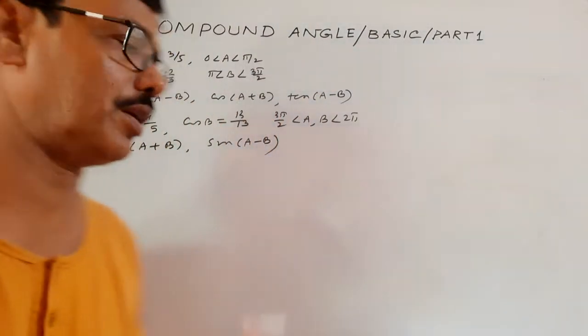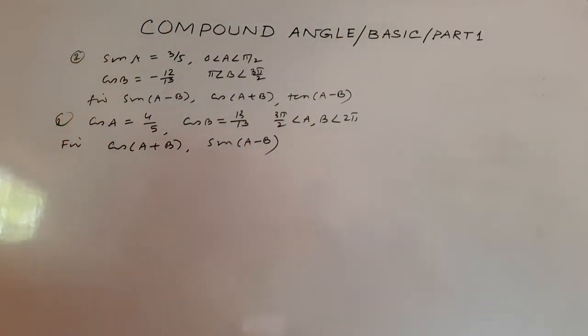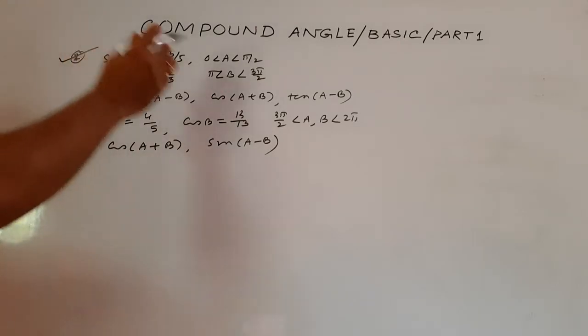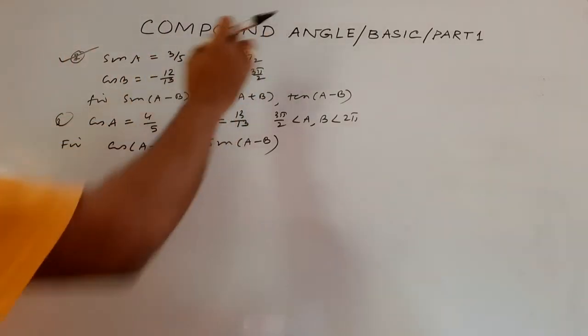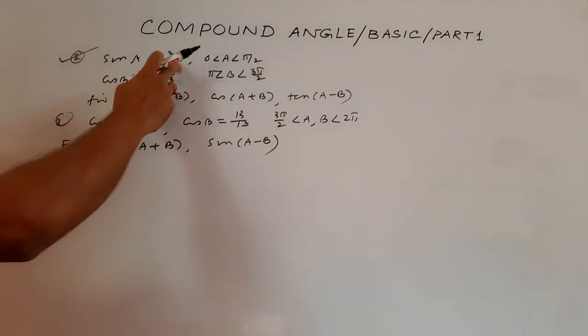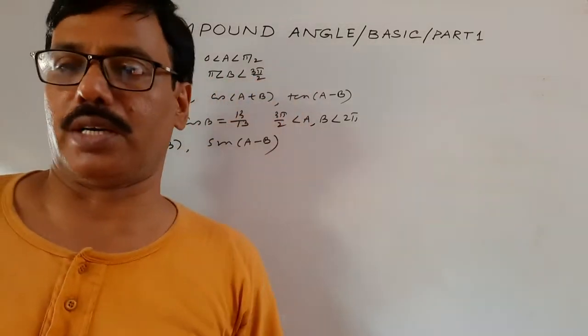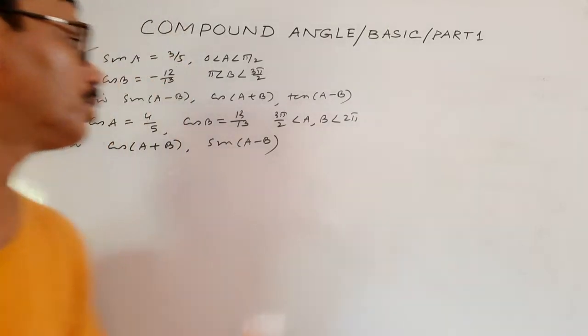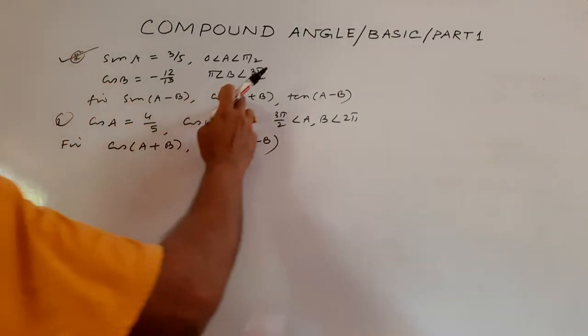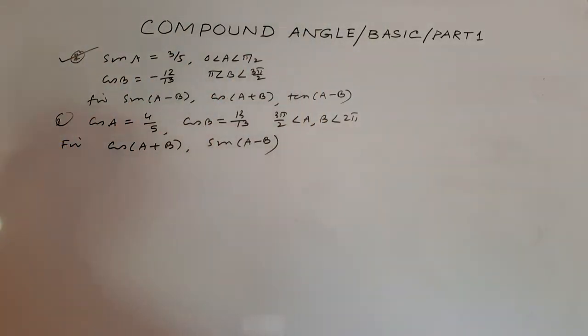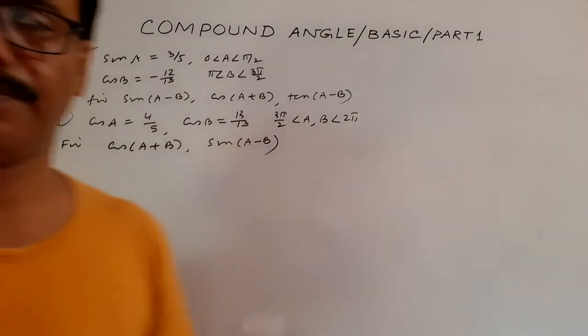Now, second set of applications. Sin A equals 3 by 5, A belongs to the first quadrant. Cos B equals minus 12 by 13, B belongs to the third quadrant, 180 to 3 pi by 2. Find sin(A minus B), cos(A plus B), tan(A minus B).